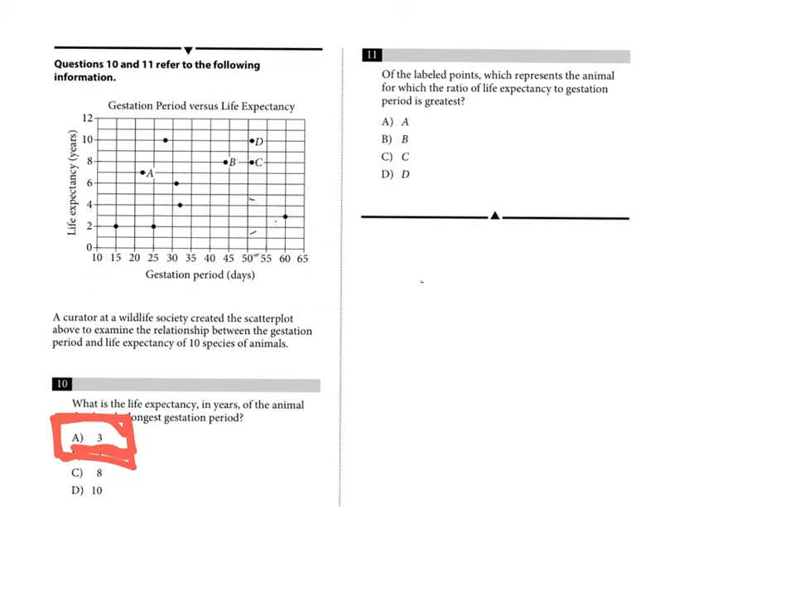For number 11, of the labeled points, and it looks like there's 4, A, B, C, and D, which of the following represents the animal for which the ratio of life expectancy to gestation period is the greatest? So I want to find the point where the ratio, or the fraction, for the life expectancy to the gestation period is the greatest. Well, I can kind of set these up.